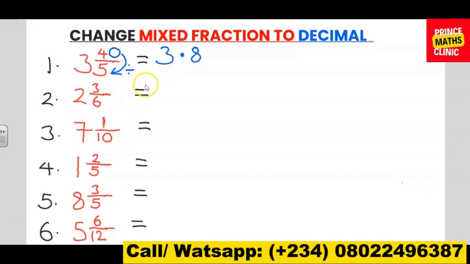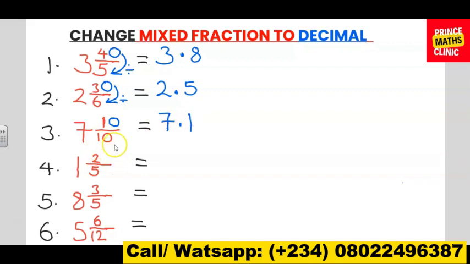Good. Similarly, you write out the whole number in the second question, which is 2. You put a point, then put a 0 beside your 3 in the numerator, such that if you say 30 divided by 6, you will have 5. So this number is 2.5. Similarly, here you have 7 and 1 over 10. Write out the whole number part, put a point, then put a 0 here. Good. Now 10 can divide 10 one time, so this is 1.